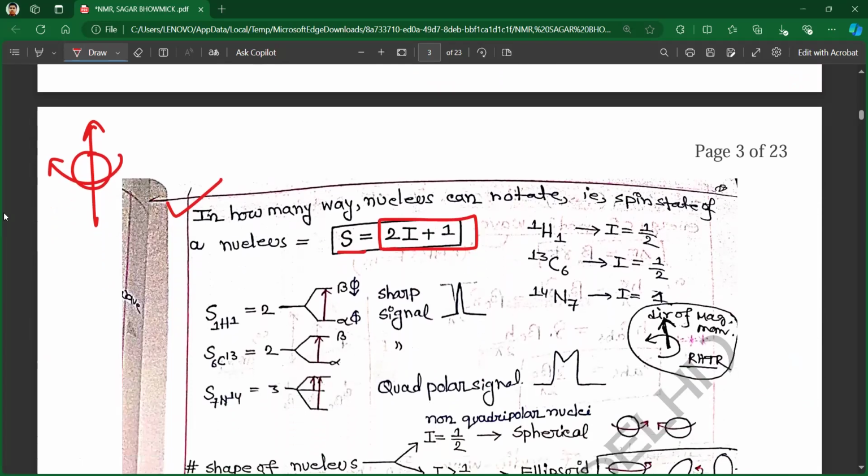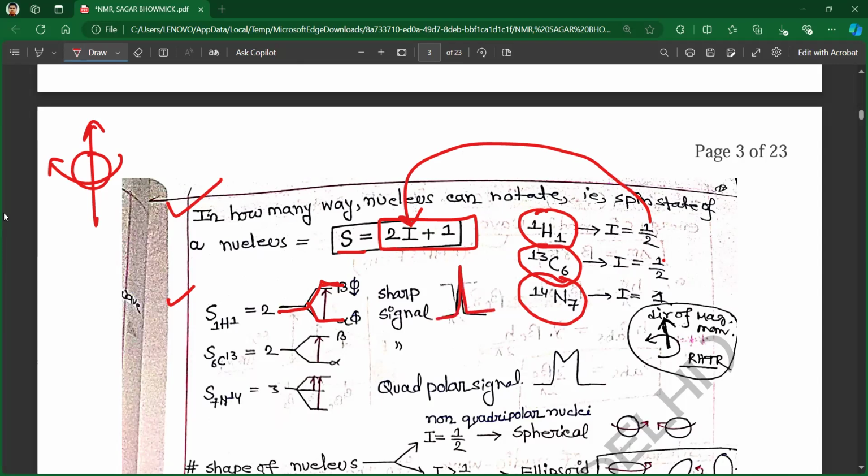Now, let's see for 1H1, for protium, I equals half. For 13C6, I equals half. But for nitrogen, I equals 1. Let's see for hydrogen. Spin multiplicity for 1H1 will be 2. How will it be 2? Put half in place of I, then 2 into half plus 1, that will be 2. So S value will be 2. That means it will split into 2 states. This type of system gives a sharp signal. For this one also, same 2 states. Ground state is called alpha state and excited state is called beta state.